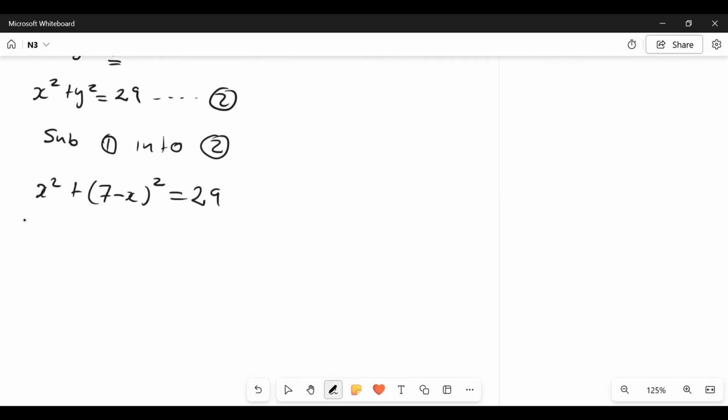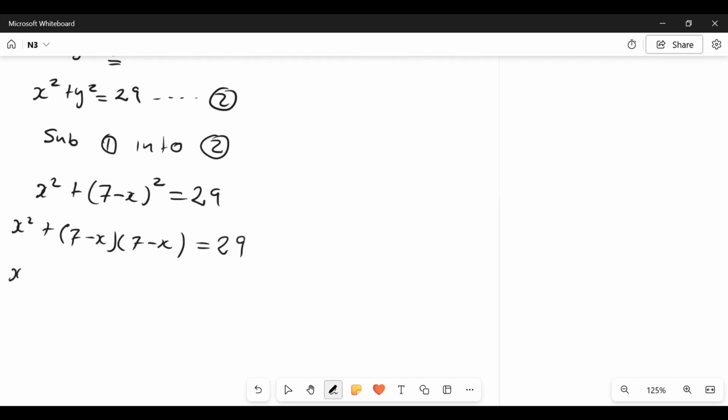So now let's start with x squared. X squared is just x squared. You're going to drop it as it is. And then this one here inside the bracket with square is similar to when we have 7 minus x multiplied by 7 minus x. All this is equaling to 29. There we go. Now let's do some FOIL.